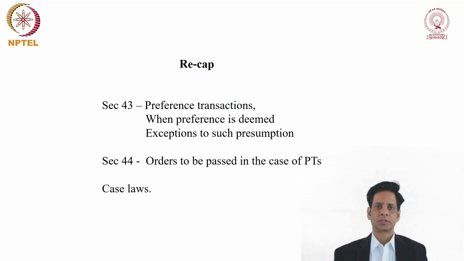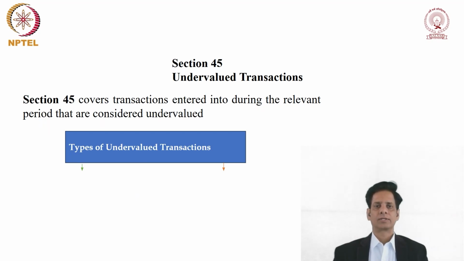After that, we have seen under section 44 that the adjudicatory authority, on application made by either the liquidator or resolution professional, will pass an order, and there are 7 or 8 types of different orders it can pass. After that, we have seen with the help of a case law how these preferential transactions are analyzed, understood and treated under IBC at the time of liquidation or CIRP. This is a recap. Let's quickly move to the current session in which we're going to talk about undervalued transactions.